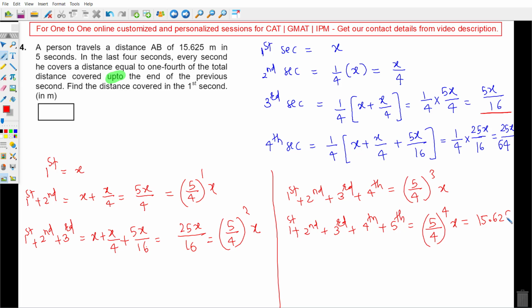15.625. Okay everyone, what do we want to find? Distance covered in first second, means we want to find the value of x. Let's solve this equation, you will get the value of x. So x is equal to how much? 15.625 into 4 to the power 4 is 256, divided by 5 to the power 4 is 625. So if you solve this you will get the answer. Now 625 is 5 to the power 4, and 15,625 is 5 to the power 6. Okay everyone, so if you solve this further you will get the value 6.4.